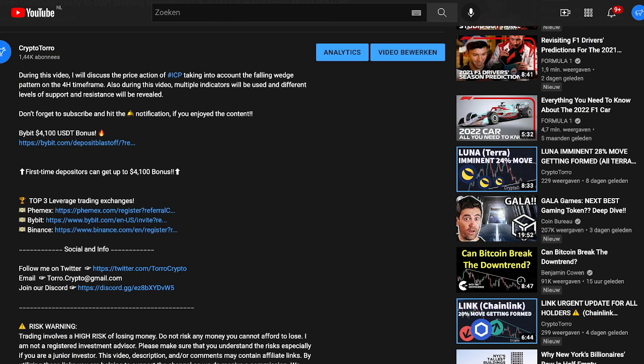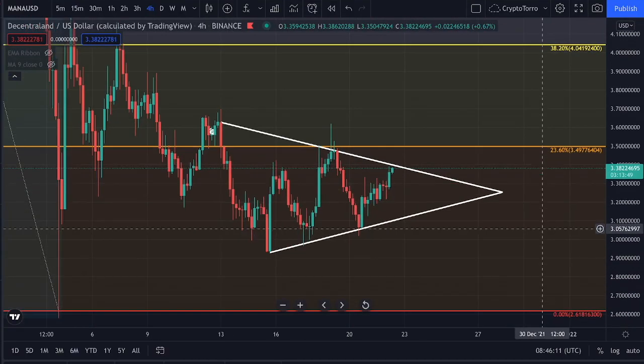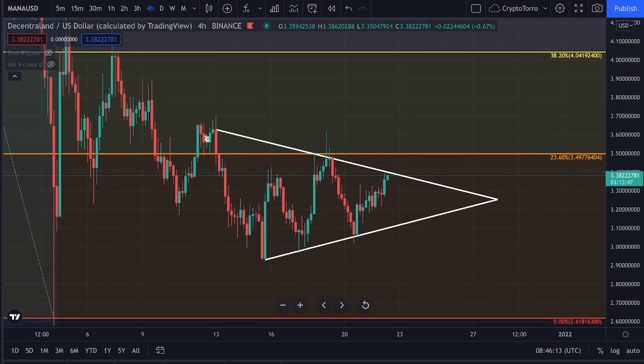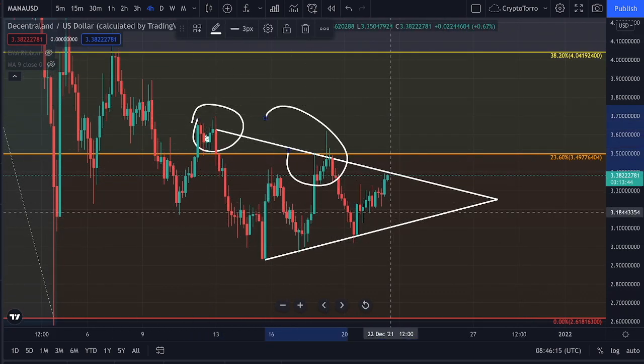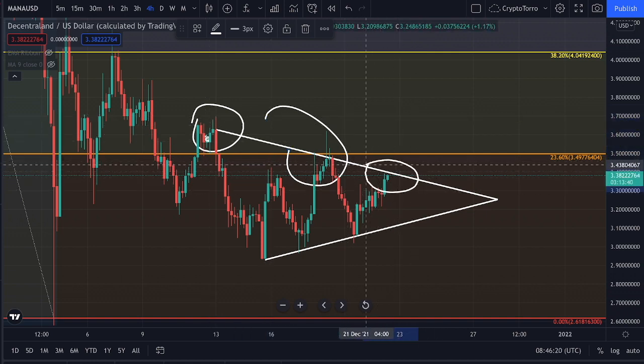So let's get started on the 4-hourly time frame. What you can clearly see is that we are actually inside of this beautiful symmetrical triangle. We have seen already multiple touch points below this descending resistance, and we are retesting once more this level of resistance. So this is for sure absolutely important for the current development.